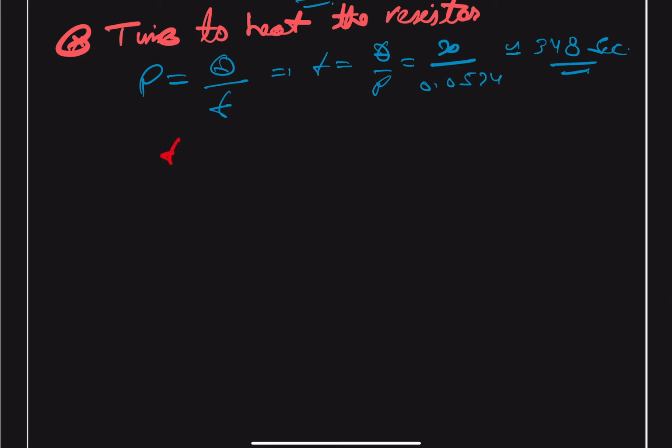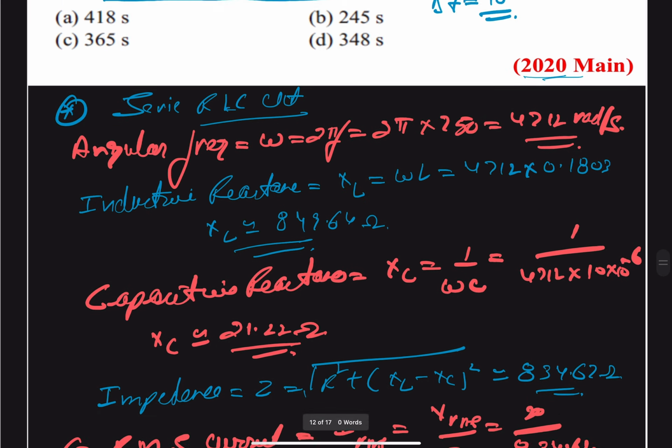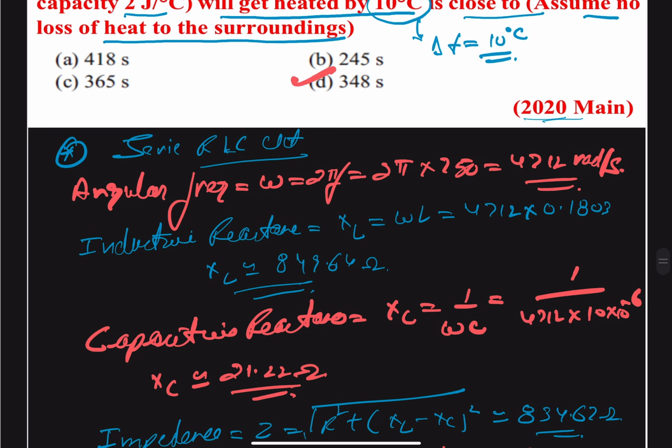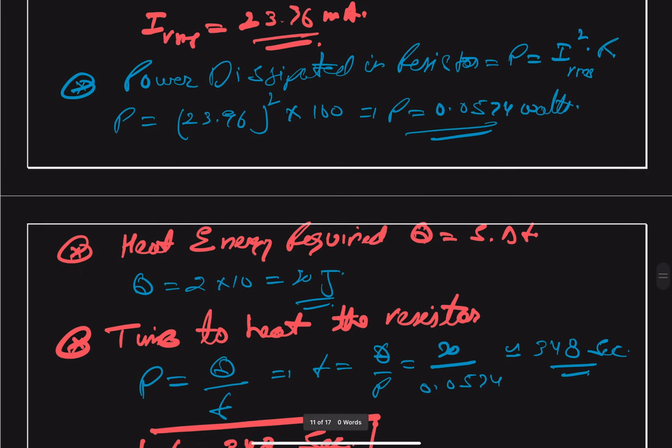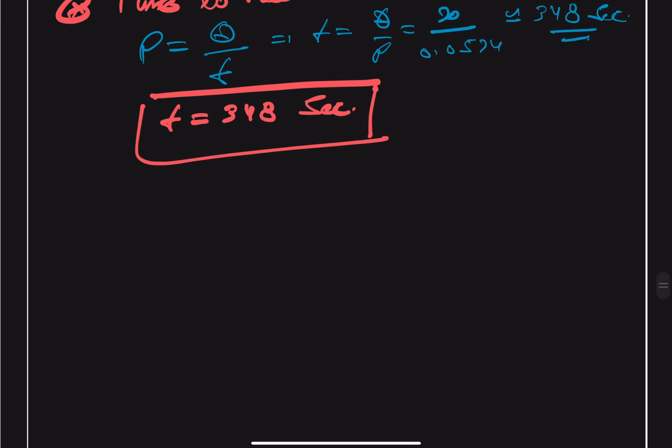You can see the time required to raise the temperature of the resistor by 10 degrees centigrade will be 348 seconds. And option D is the correct option.